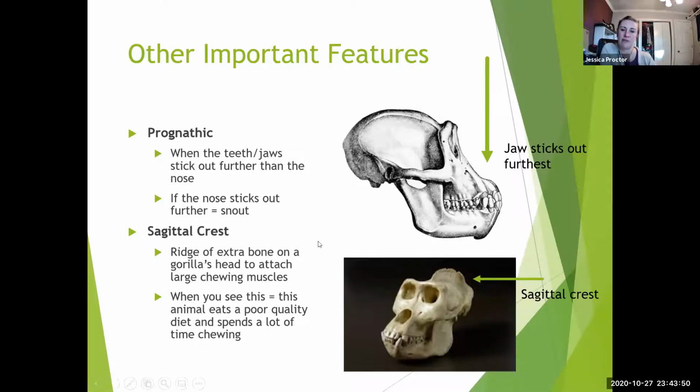The sagittal crest feature is also going to be a sexually dimorphic feature that we're going to see in the gorillas. The male gorilla has a very prominent, very pronounced sagittal crest, and the females have either a non-existent or a very slight sagittal crest.